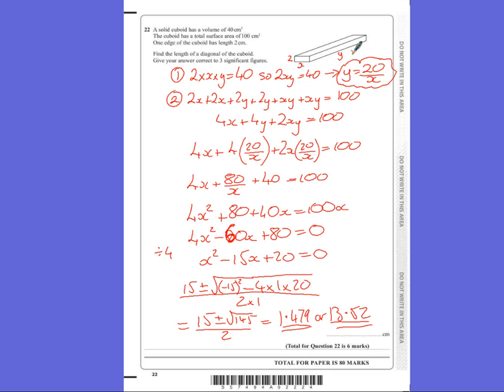And to use Pythagoras in 3D to find the diagonal, we would just do the square root of 2 squared, which is one of the sides, plus the 1.479, making sure you put the entire display in, squared, plus the 13.52, again with the whole display in, squared, and that will give us 13.74. So it asks for 3 significant figures, so the answer is 13.7 centimetres.